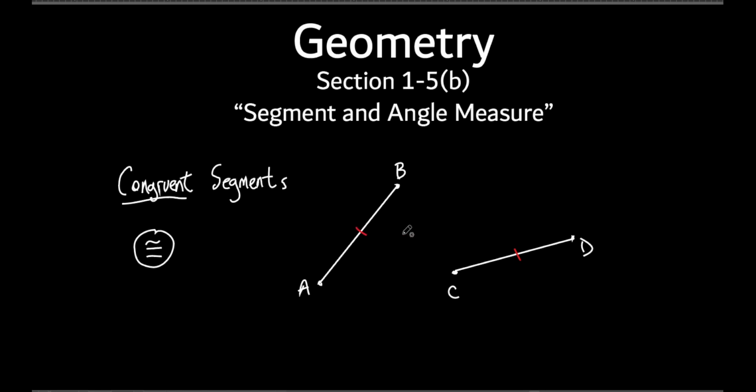But if I put a little mark here and a little mark here, that means those two segments are exactly the same. So if they do that in the book, you can rest assured that those two segments are equal to each other, or congruent. We say congruent to each other. They have equal lengths, but the segments themselves are congruent. It's a subtle difference, but that's what we got.